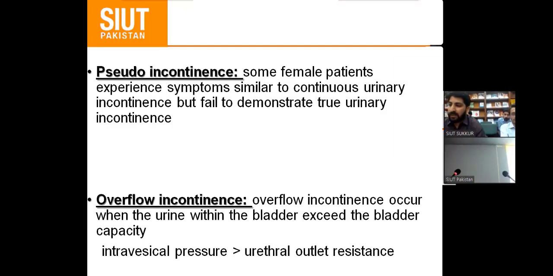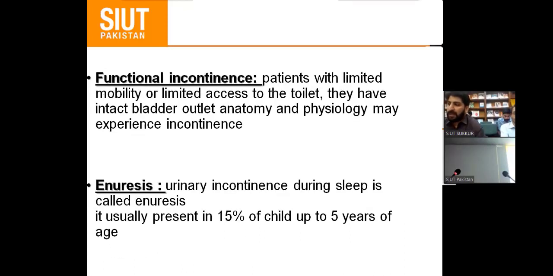Overflow incontinence occurs when the urine within the bladder exceeds the bladder capacity. Intravesical pressure is greater than urethral outlet resistance. It occurs in conditions like BPH. Functional incontinence: patients with limited mobility or limited access to the toilet have intact anatomy and physiology but experience incontinence. Basically, they have normal anatomy and physiology, but they have a restriction, limited access to the toilet. It can occur in older patients with poor cognitive abilities.